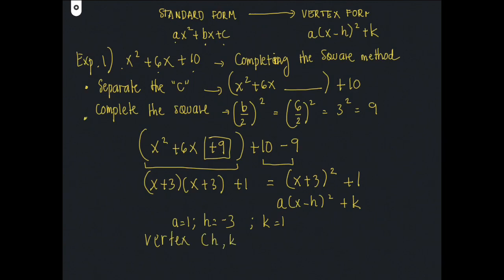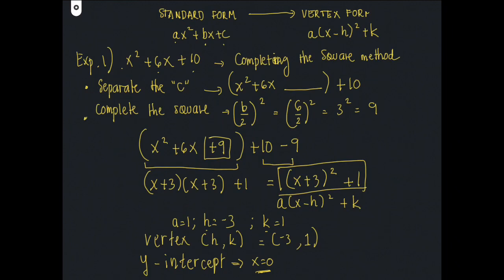Because that's vertex form, of course, we should be able to determine the vertex. The vertex is just the (h, k), so the coordinate of the vertex is (negative 3, positive 1). I added an assignment for you guys to find the y-intercept. How do we find the y-intercept? We know for the y-intercept, x is always 0, so we can substitute x into the vertex form. So that becomes (0 plus 3) squared. So 3 squared is 9, plus 1 is 10. So the y-intercept is (0, 10).